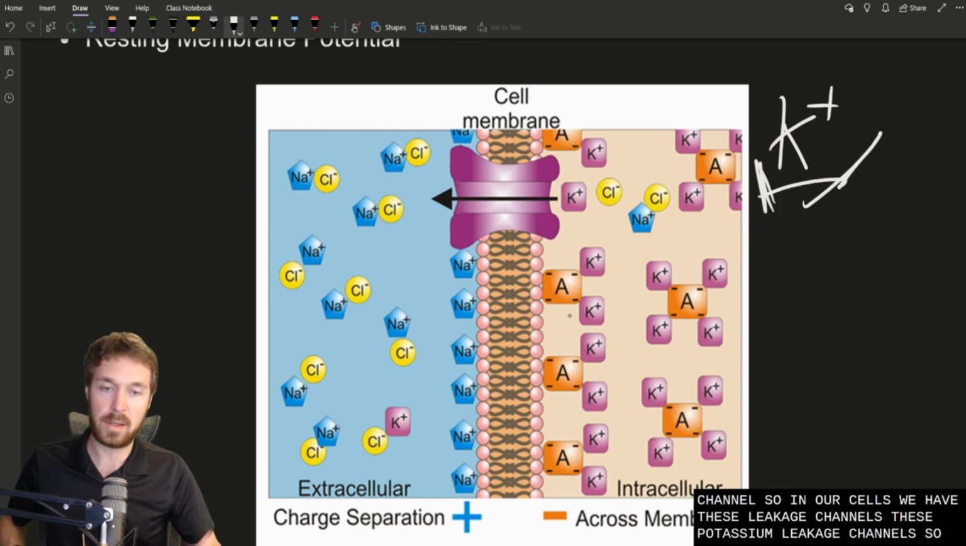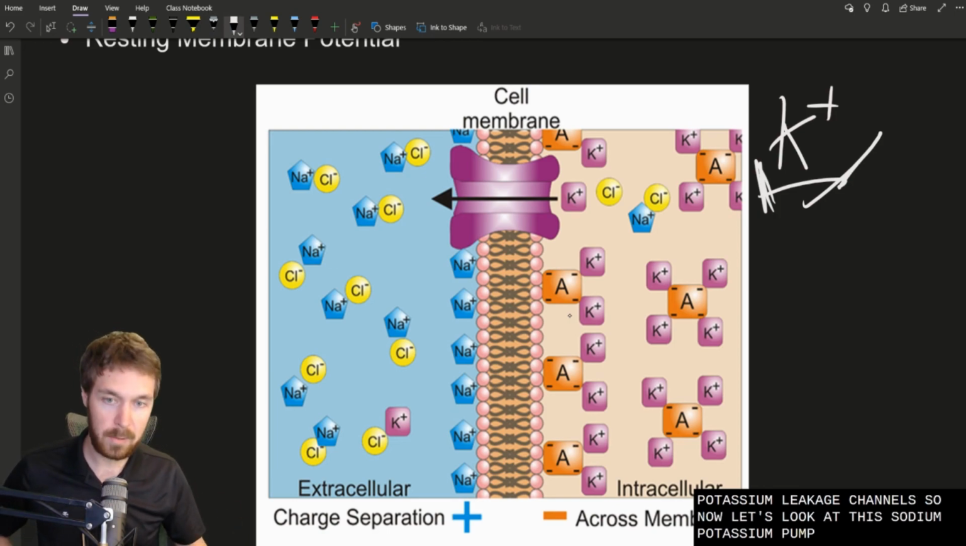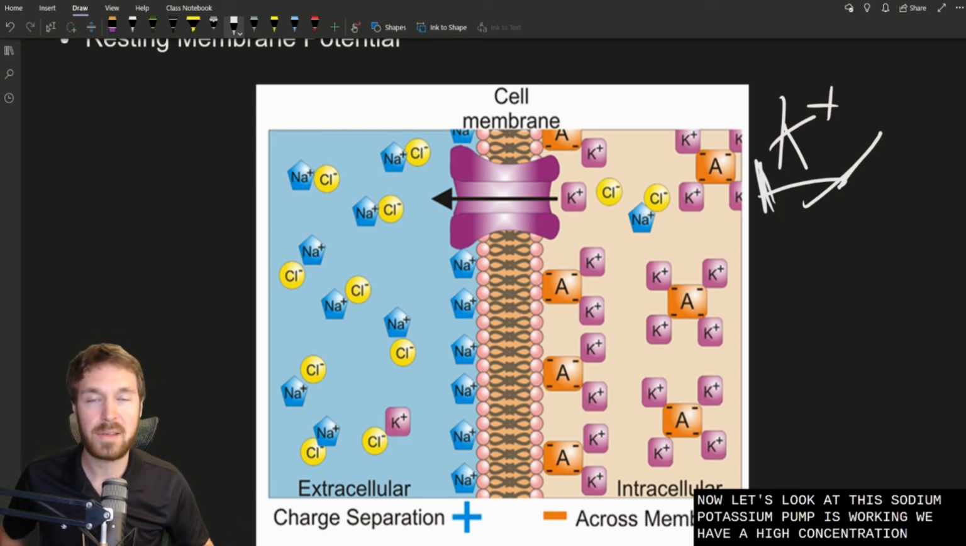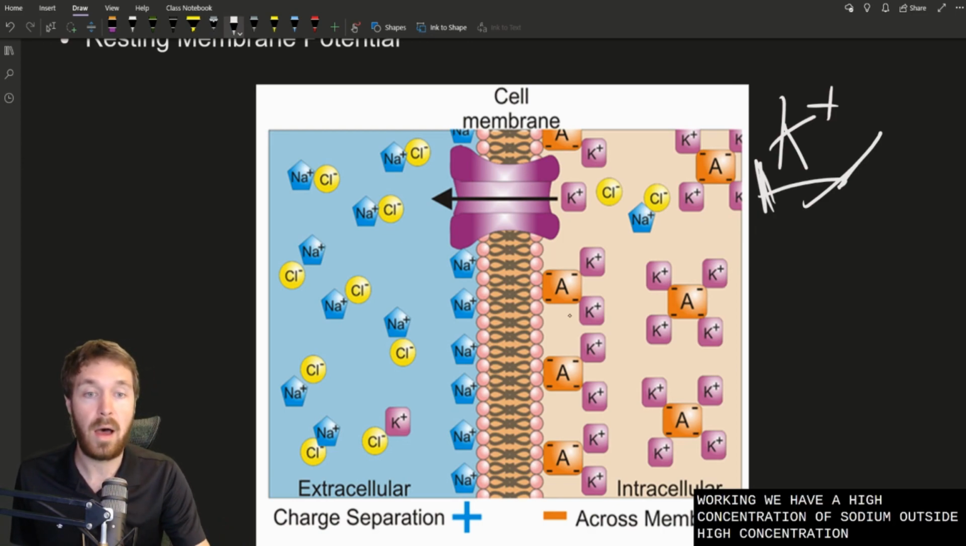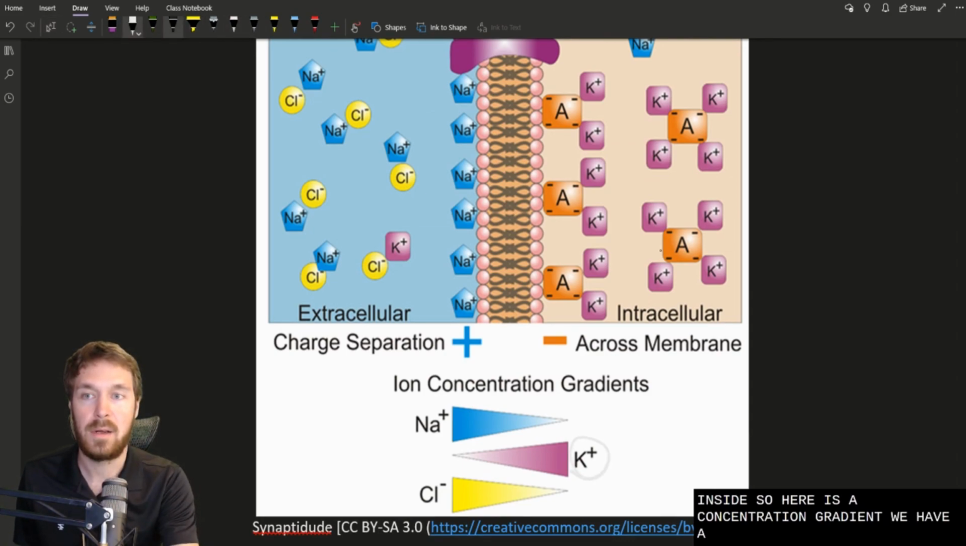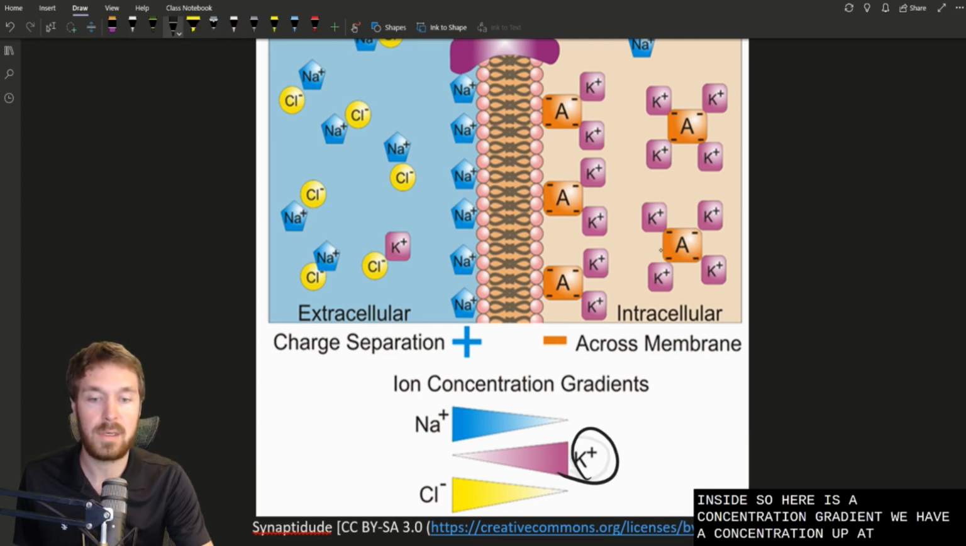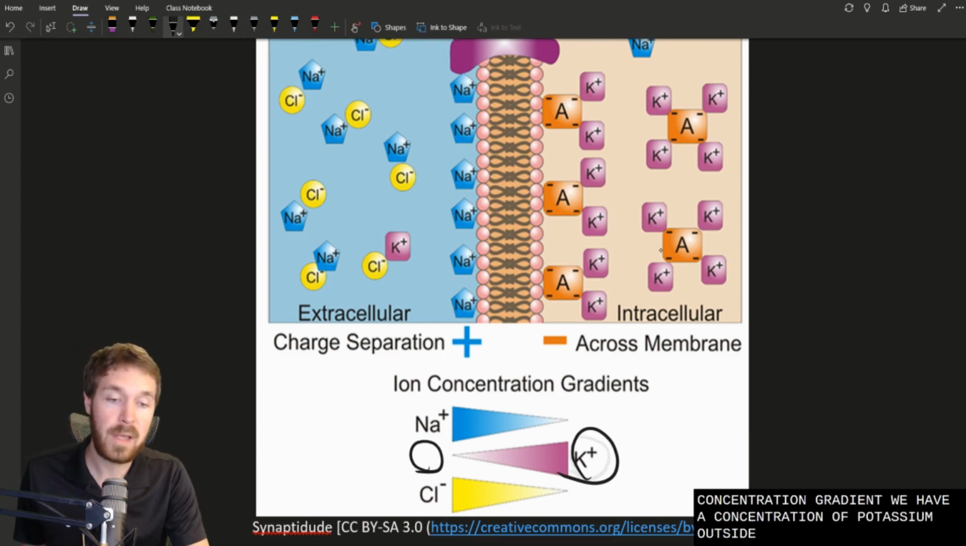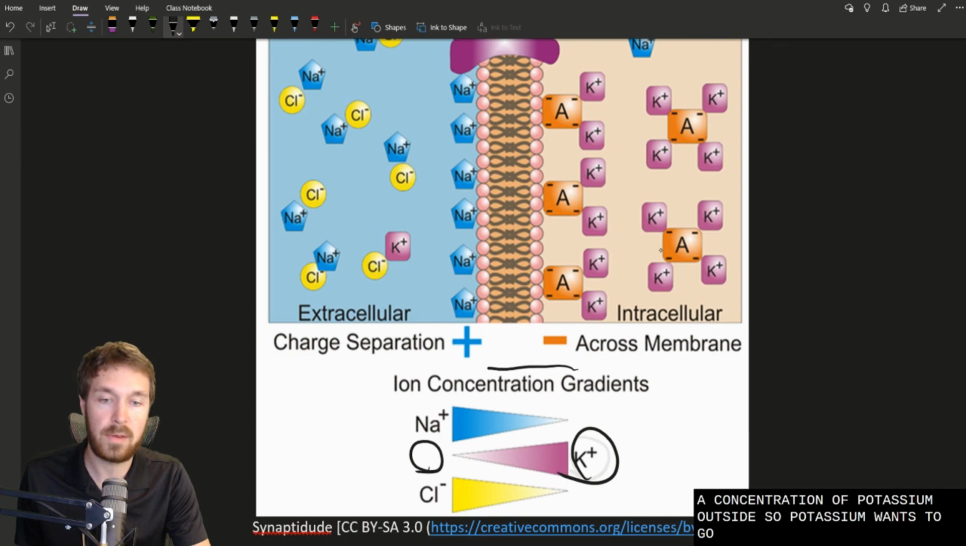So now let's look at this. The sodium potassium pump is working. We have a high concentration of sodium outside and a low concentration inside. We have a high concentration of potassium inside. So here is a concentration gradient. We have a high concentration of potassium inside, but a low concentration of potassium outside. So potassium wants to go this way.